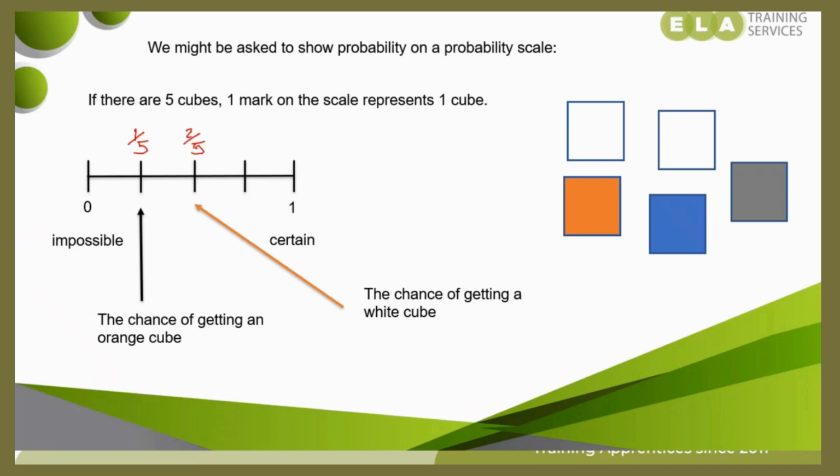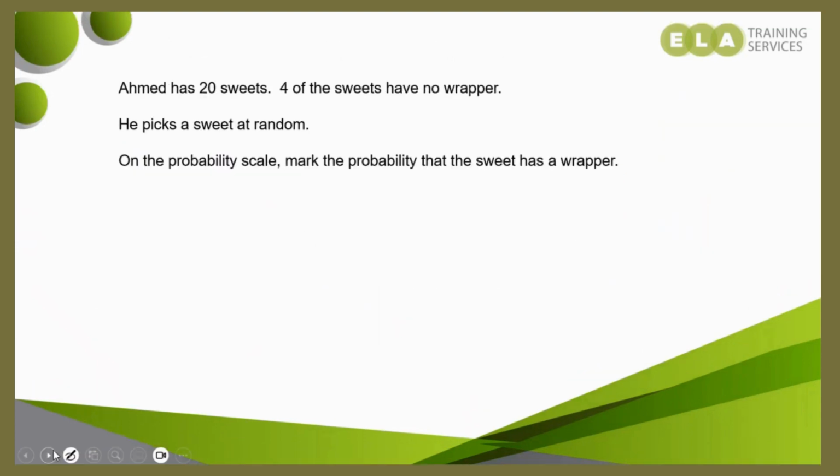So then what would be the chances of getting a green cube? Where would that be? What would be the possibility? And you're right, it would be impossible. Brilliant. So Ahmed has 20 sweets. 4 of the sweets have no wrapper. He picks a sweet at random. On the probability scale, mark the probability that the sweet has a wrapper. What's really important to establish before we look at the scale is 4 out of 20 equal no wrapper. So then how many have a wrapper?